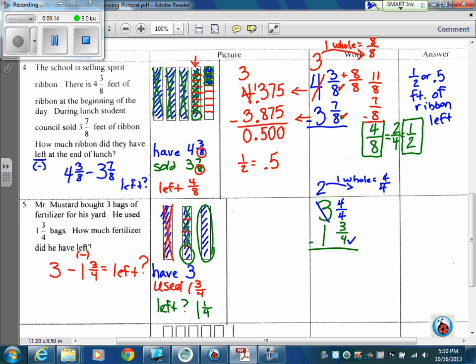But now I can subtract because now I have a fraction. 4 minus 3 is 1. Denominator stays the same. And go over to your whole numbers. 2 minus 1 is 1, and I have 1 1/4. And that's what we found over here with our picture as well. Now, could I do it in a decimal? Yes.